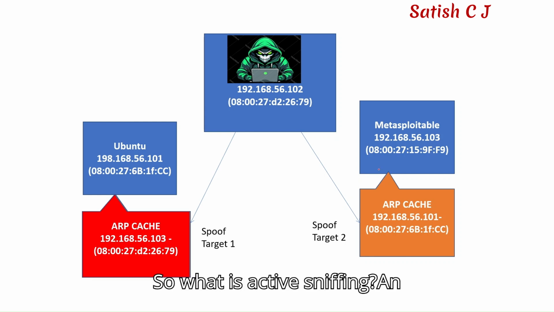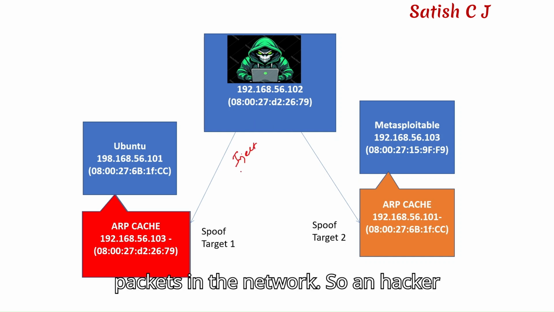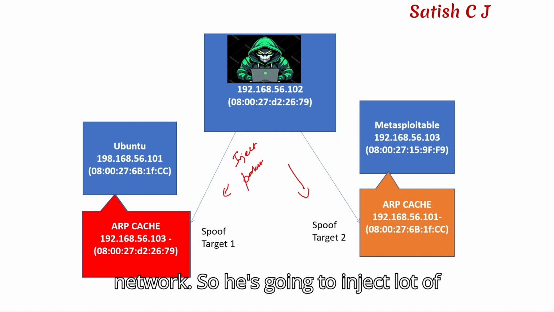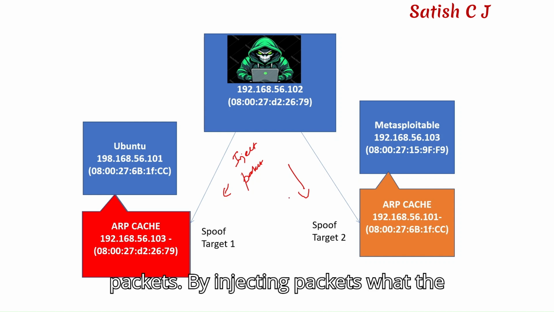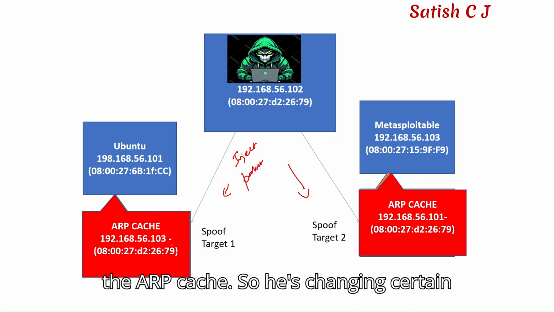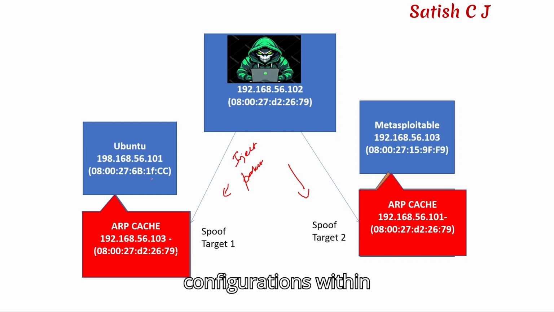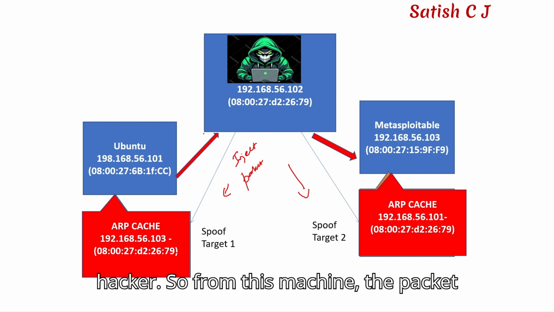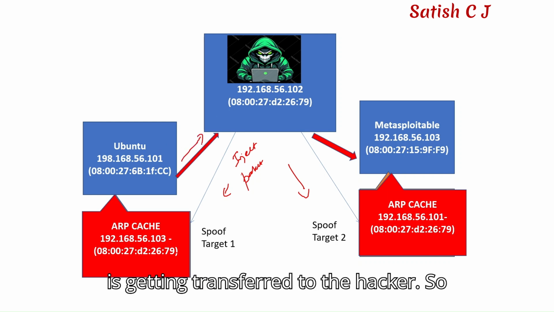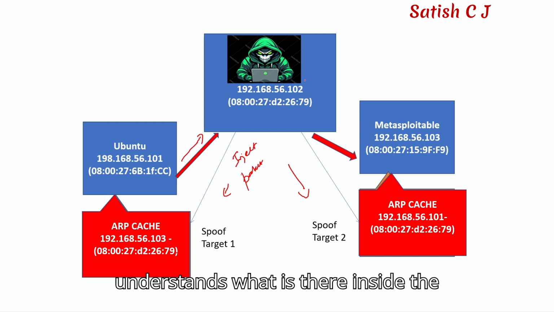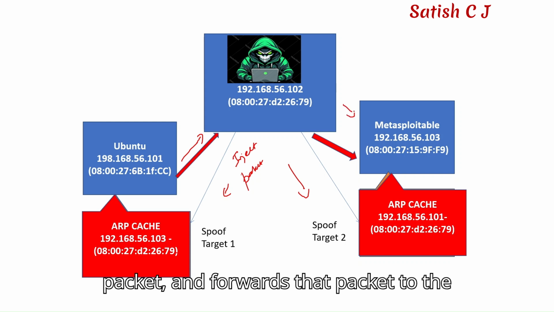So, what is active sniffing? A hacker will inject a lot of packets in the network. By injecting packets, what the hacker does is he's actually spoofing the ARP cache. So he's changing certain configurations within systems, and thereby what he achieves is the packets will be transferred to the hacker. So from this machine, the packet is getting transferred to the hacker. So this hacker sniffs the packet, understands what is there inside the packet, and forwards that packet to the victim.